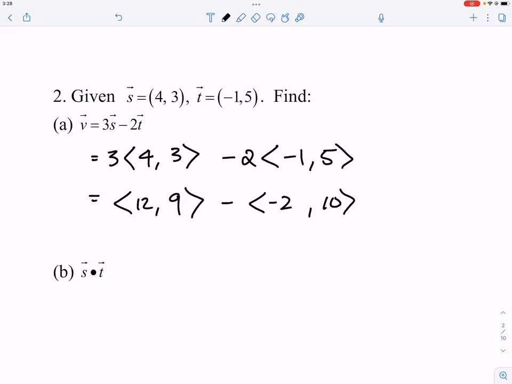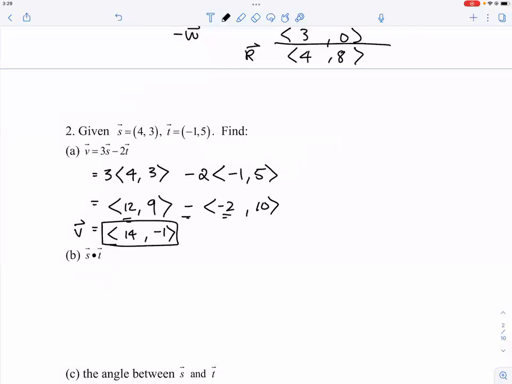Okay, now if you say, can I distribute the minus 2? You could, but that would make the relationship between the two vectors an addition. So either way, just keep the relationship clear. And then you have 12 minus negative 2. That would give you 12 plus 2, which is 14. And then 9 minus 10 would be negative 1. So your vector V will be 14 comma negative 1.